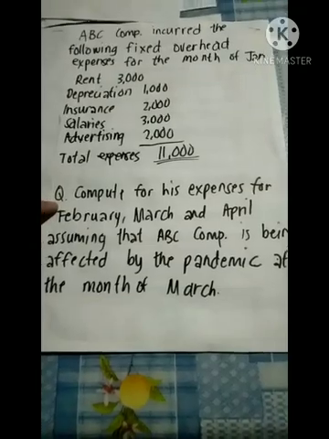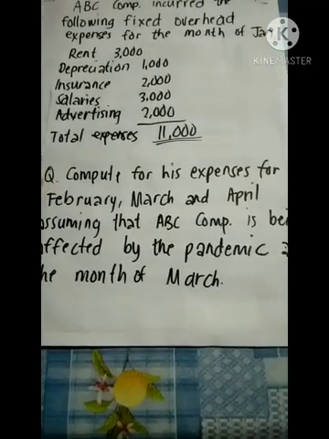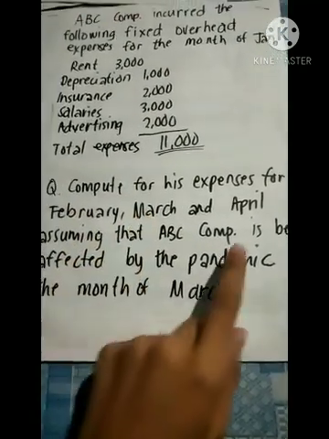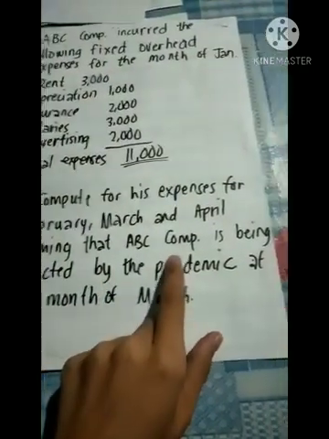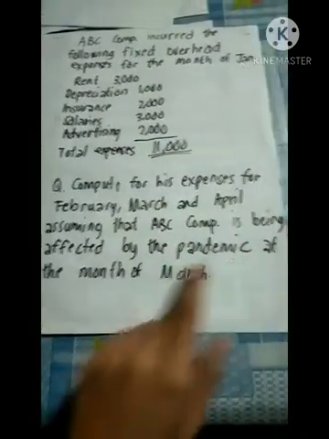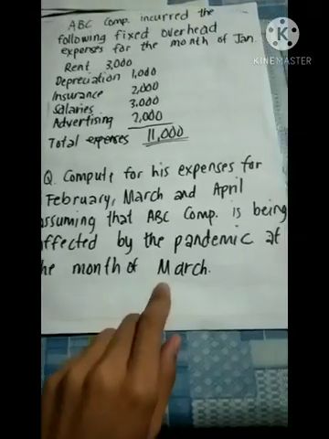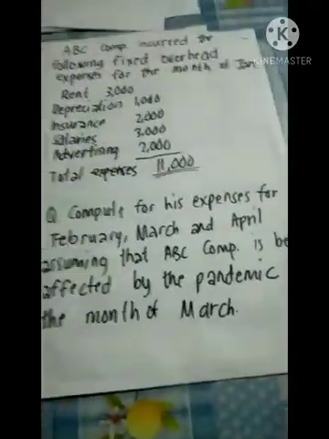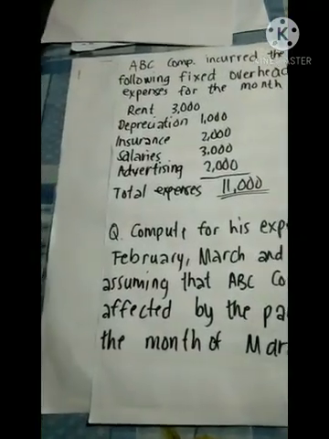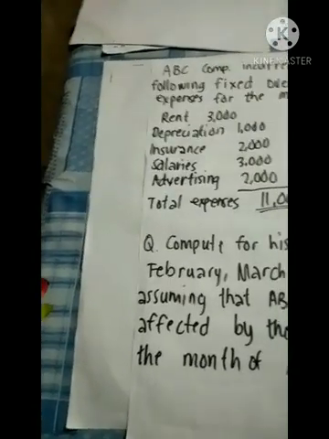Question: compute for his expenses for February, March, and April. Assuming that ABC Company is being affected by the pandemic at the month of March. So, let's be careful sa binibigay na information ng questions, ano?